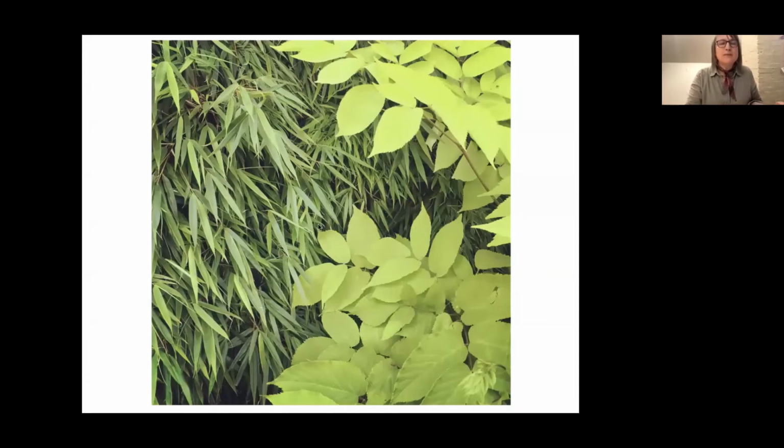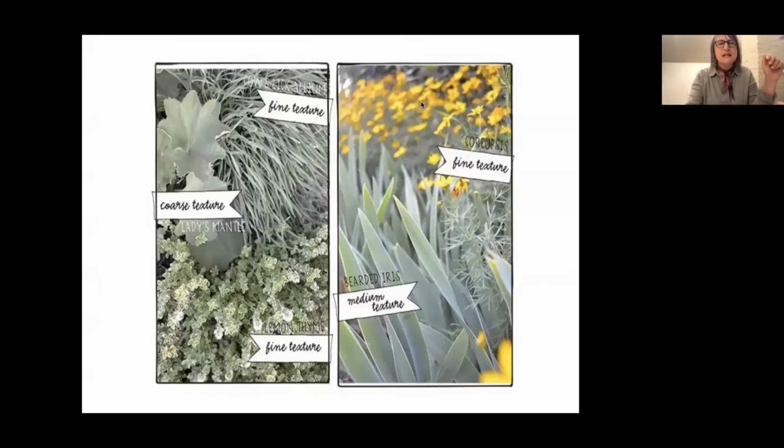So here's some more examples of that. The leaves on the left are more fine, and the leaves on the right are just a little bit bigger. They're not humongously bigger, but they're just different enough that they really stand out. And here's some other examples. I like to show these because the picture on the left has an allium in the back, and then there's some thyme on the bottom. They're both fine texture, but they work together because they have different shape leaves also.